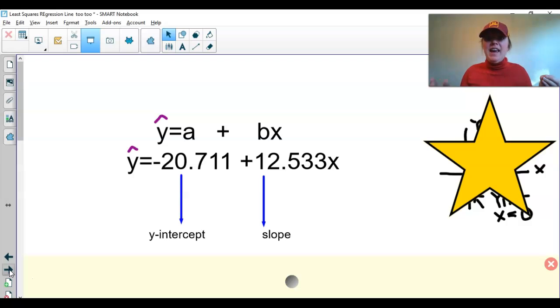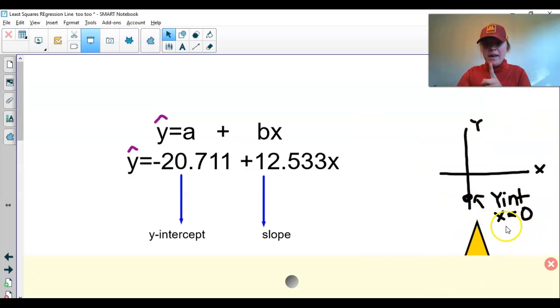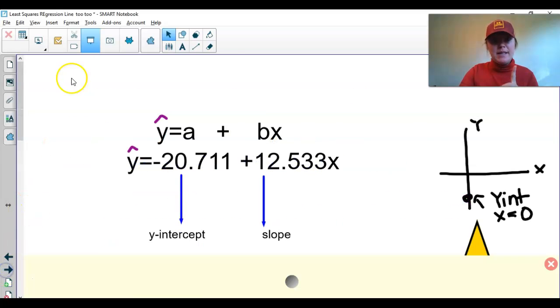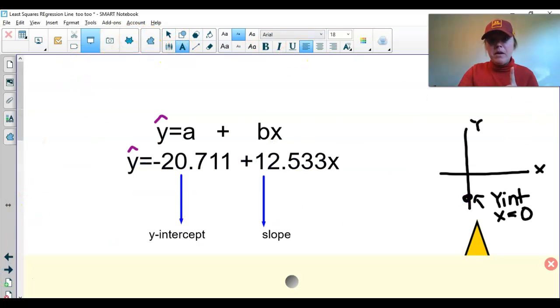Hopefully you're thinking, hey, that's the point where the line crosses the y-axis. When x is equal to 0, that's the value of y on that line, right? There's my y-intercept, x is equal to 0. So what does that mean for our data here? Well, our x, our explanatory variable, is the weight in pounds. And our y was the cost of the mixer.